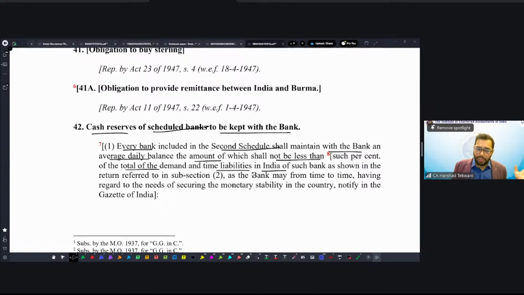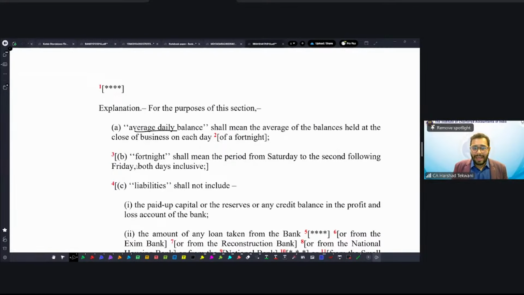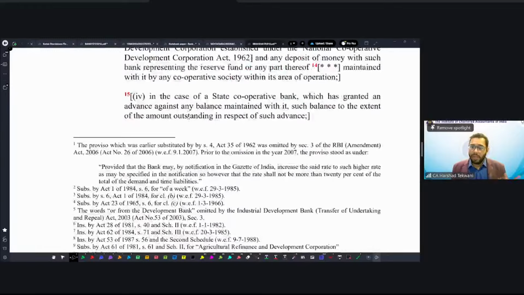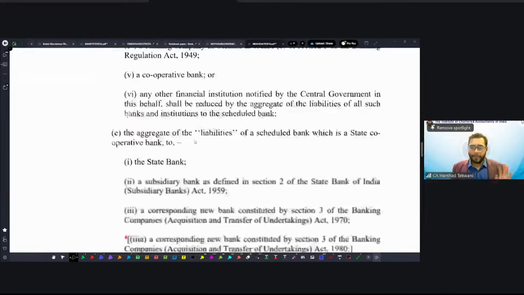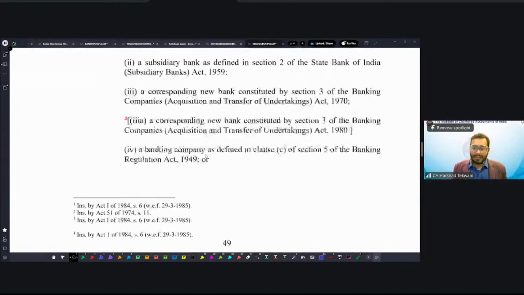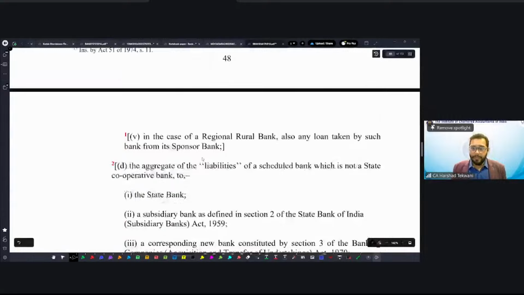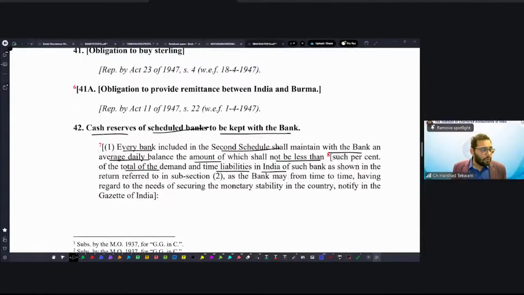Okay, the way we saw in the Banking Regulation Act, Section 18, similarly it is there for the scheduled banks in Section 42 of the RBI Act. And again, what is average daily balance, what is fortnight, what liabilities are required to be included or not included, everything is given. Those things are already given, that we discussed in the study material itself also. So for scheduled banks, it's Section 42. For the rest of the things, it's the Banking Regulation Act.